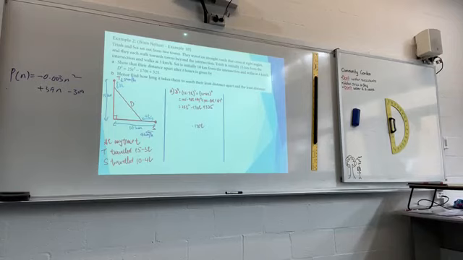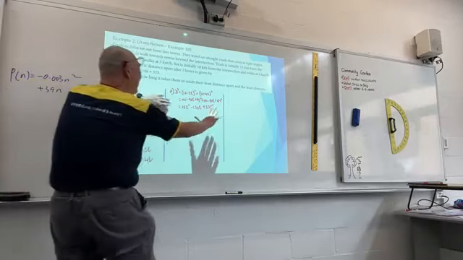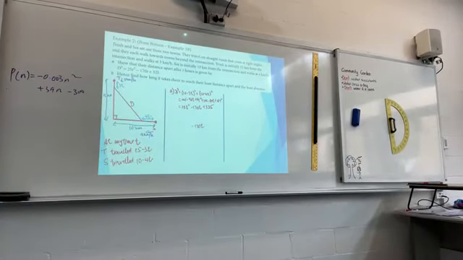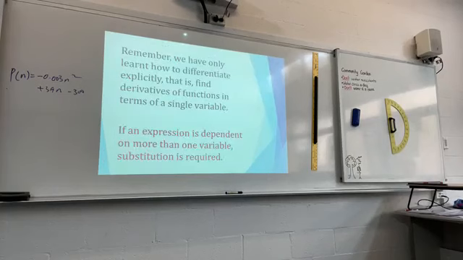Now, hence, find how long it takes them to reach their least distance apart, and the least distance. So you need to find the shortest distance of d. But the problem is you've got d squared. What are you going to do with d squared? If you root it on the other side, how are you going to do the first derivative of that? I haven't even taught you that technique yet. So, go back to the previous slide. If an expression is dependent on more than one variable, substitution is required. So we let d squared equal something.